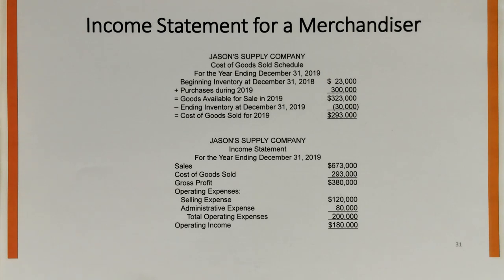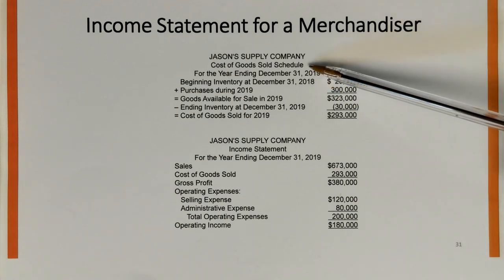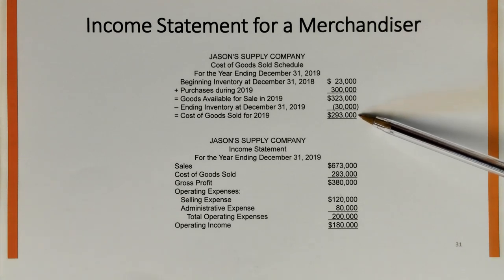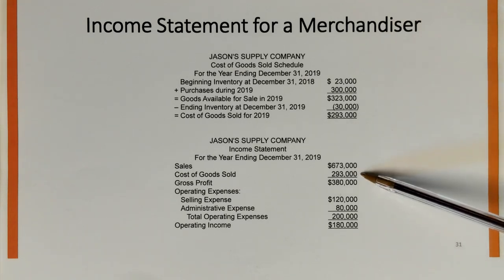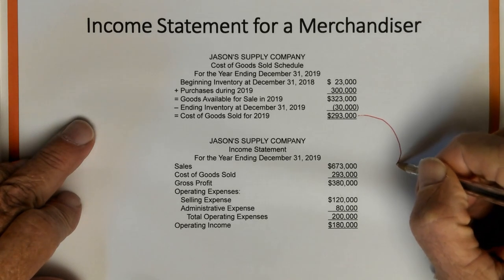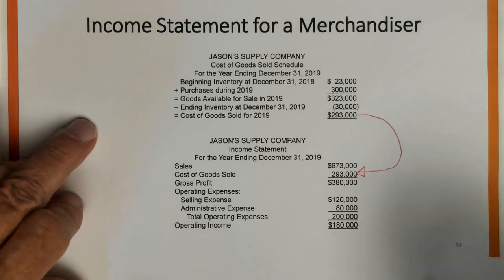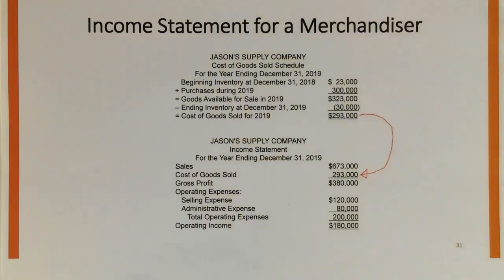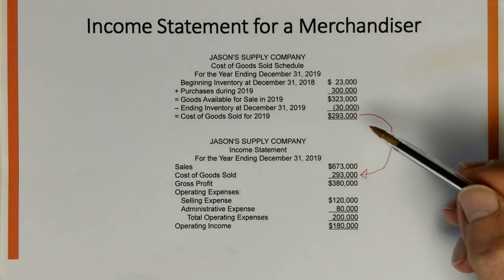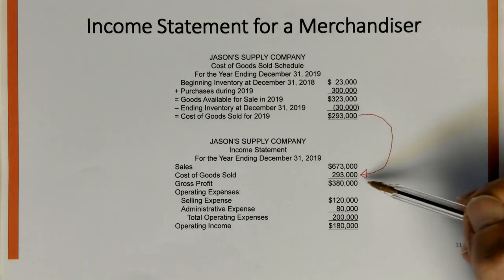So now that we've examined the product cost and the period cost for a merchandiser, let's take a look at their income statement. I'm going to start by showing you the cost of goods sold schedule again. We see here we've got the cost of goods sold schedule arriving at the cost of goods sold. And the reason I'm showing you this is because we need the cost of goods sold in order to prepare the income statement. So we see that really we take the cost of goods sold from the cost of goods sold schedule, and we bring it right down here to the income statement.